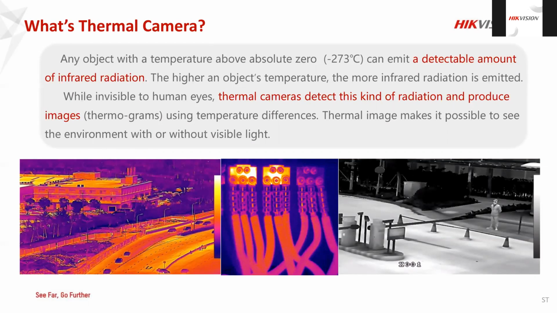We have to give a clear understanding of how thermography works, because any object in the world having a temperature above absolute zero, which is minus 273 Celsius, can emit a detectable amount of infrared radiation. So we all know what radiation is. Radiation is some sort of energy. So once heat is absorbed by an object and its temperature gets high, this infrared radiation can be emitted. We can also treat infrared as some sort of wave. We will discuss that in the upcoming slide.